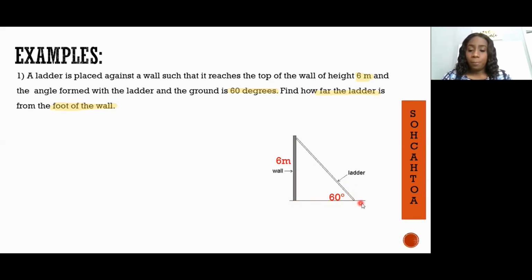What about here? Does this tell me, this is the foot of the wall, this is the foot of my ladder, is this what I'm finding? Yes, it is. Very good. So I'm going to put an X there. Now I'm going to label only the 2 sides that I need, the 6 meters and what I'm finding. That's the opposite side, and this is the adjacent.